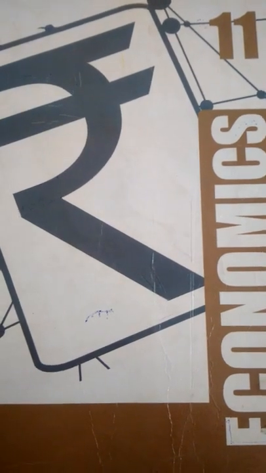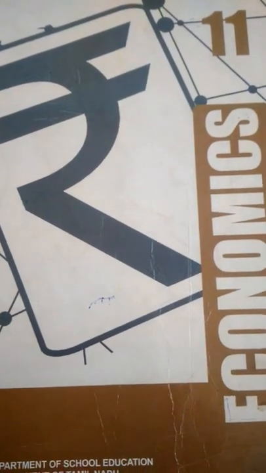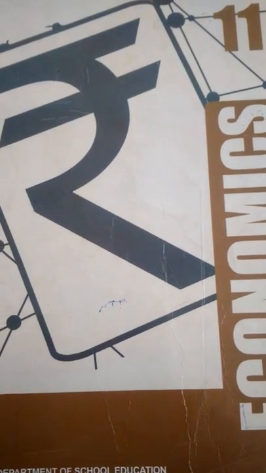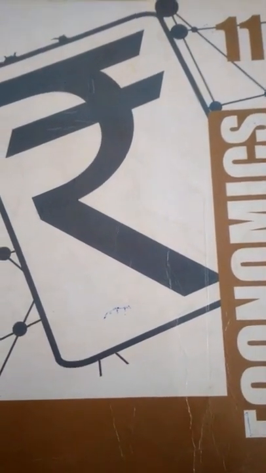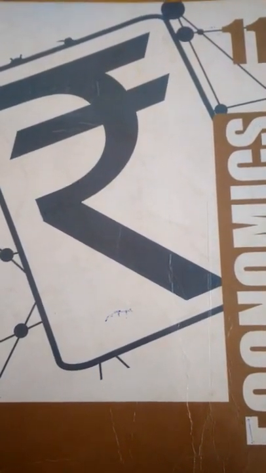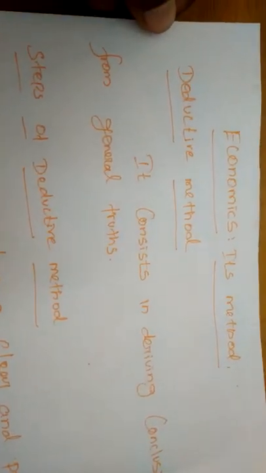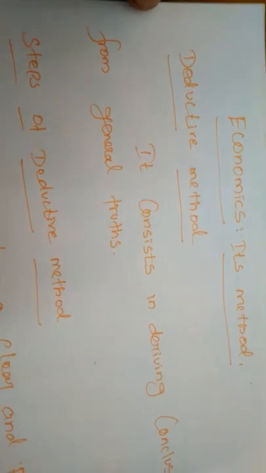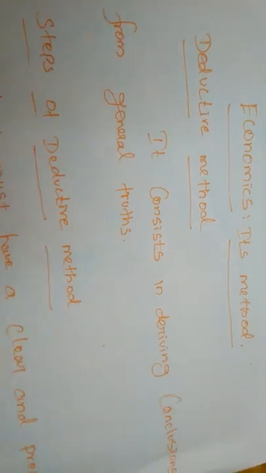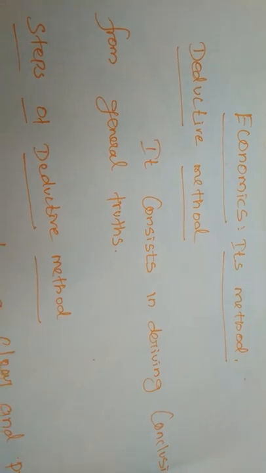For analyzing these laws and generalizations, in economics we use two types of methods. The first one is the deductive method and the second is the inductive method. Last day we also studied something about the deductive method. In the deductive method, it consists in deriving conclusions from general truths.